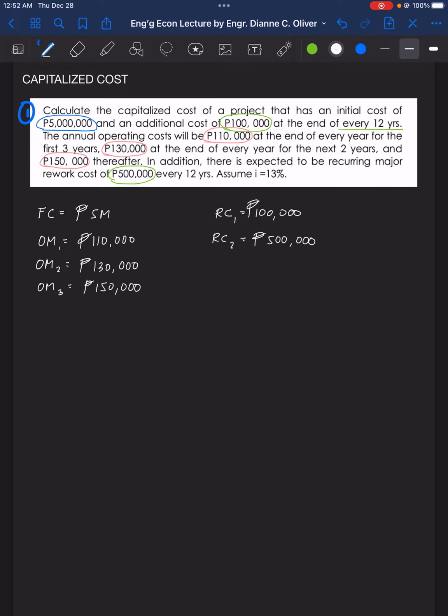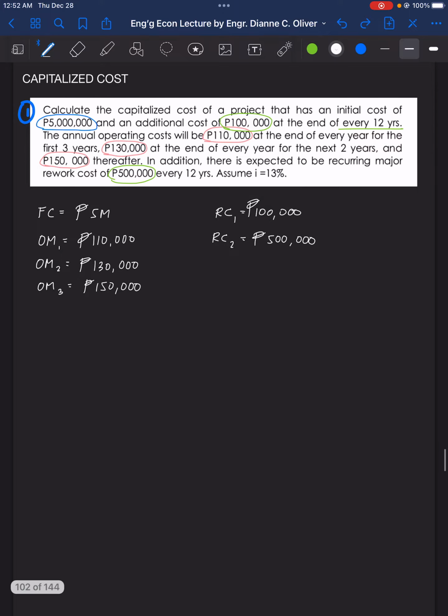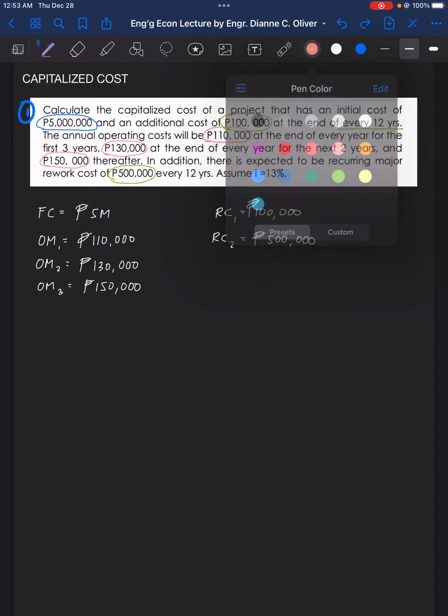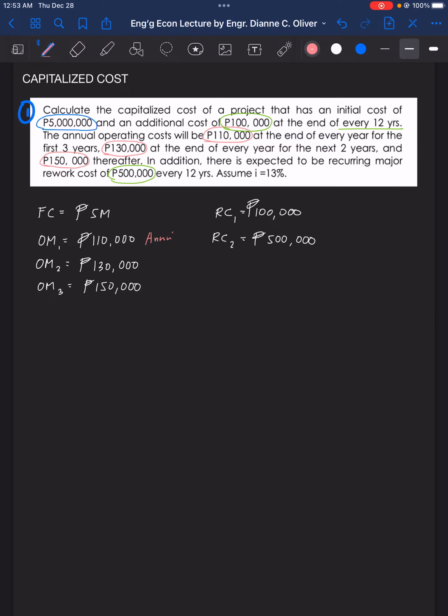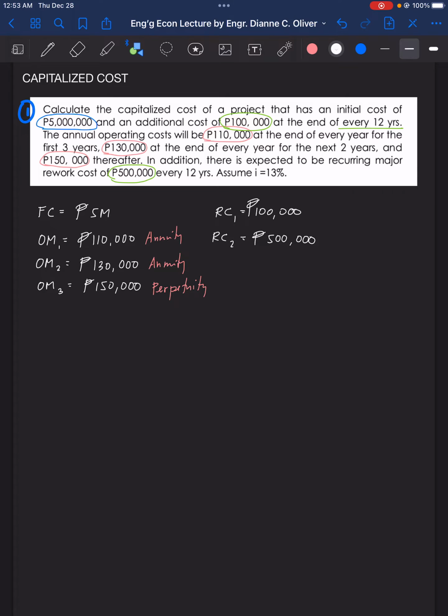Okay, so in the formula for capitalized cost, this is already direct. Then we can put this in the formula, but the operation and maintenance costs are different because the first one is annuity, the second one is annuity, and the third one is perpetuity. So let's see the cash flow diagram for this. So this is our cash flow diagram.